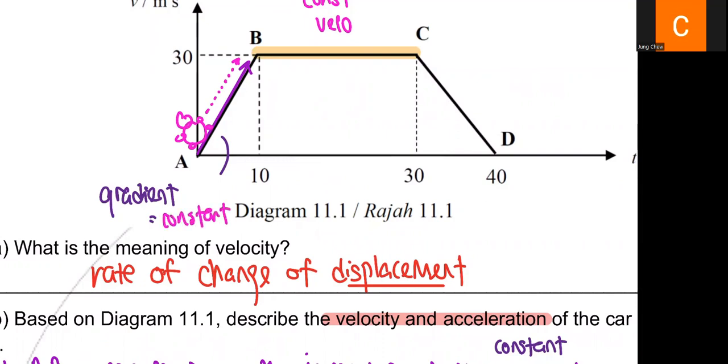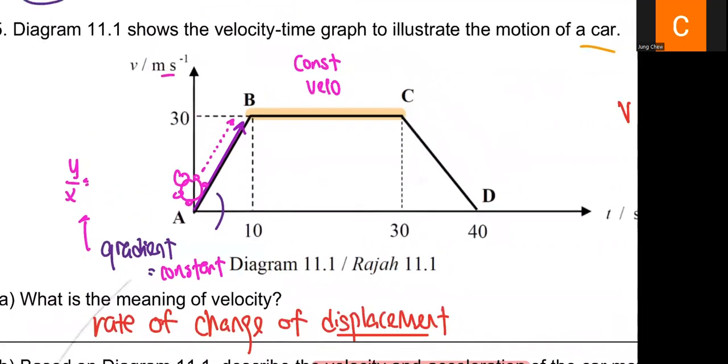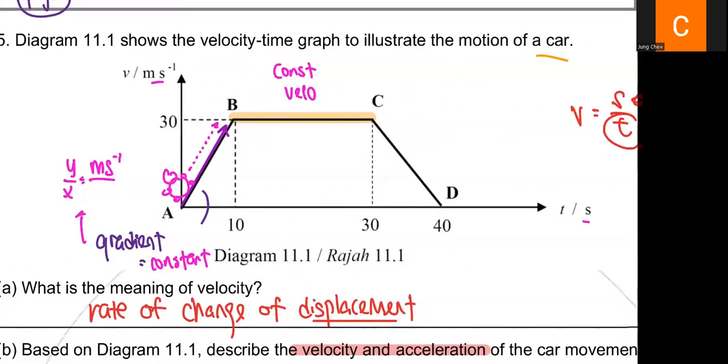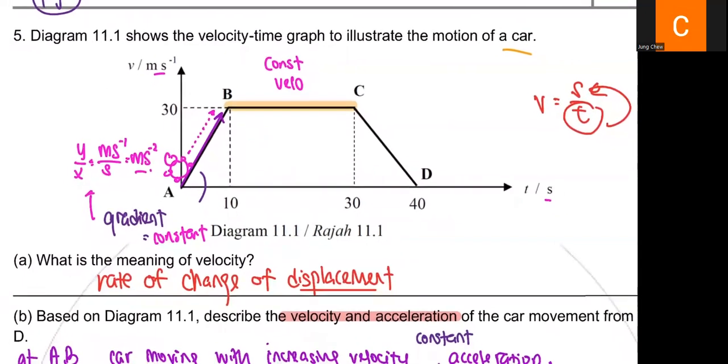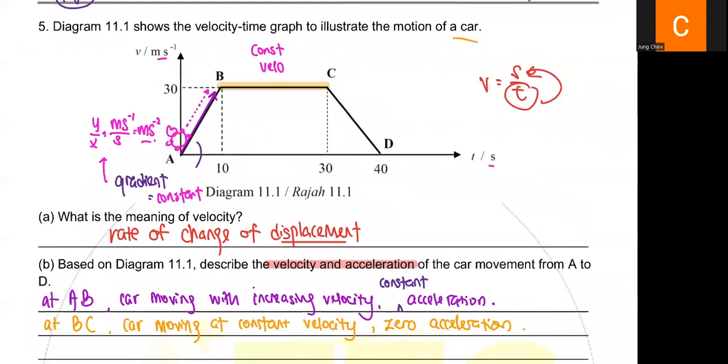So what is the gradient? The gradient is actually equivalent to y over x. When you take y over x, this is actually ms^-1 divided by s, so this is going to be ms^-2, right? Then we continue. So this is actually constant acceleration because your gradient is constant. Okay, anybody got any question to ask me? You can put accelerating, but you must say constant acceleration or constant accelerating.